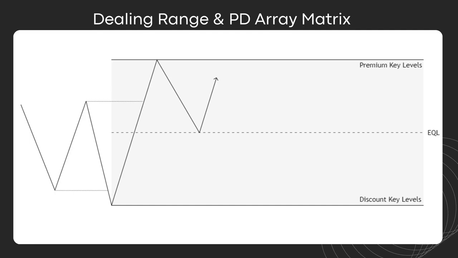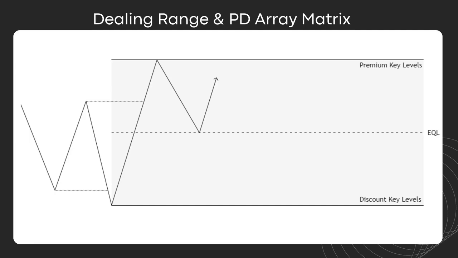In order to clear that confusion and be more familiar with the market dynamics, we're going to use this dealing range and PDRA matrix, and divide this range into two halves, discount and premium, which also means that now the key levels have been classified into two groups. So we've got the discount key levels, meaning the key levels that are in the discount region, and then the premium key levels which are in the upper half of this dealing range.